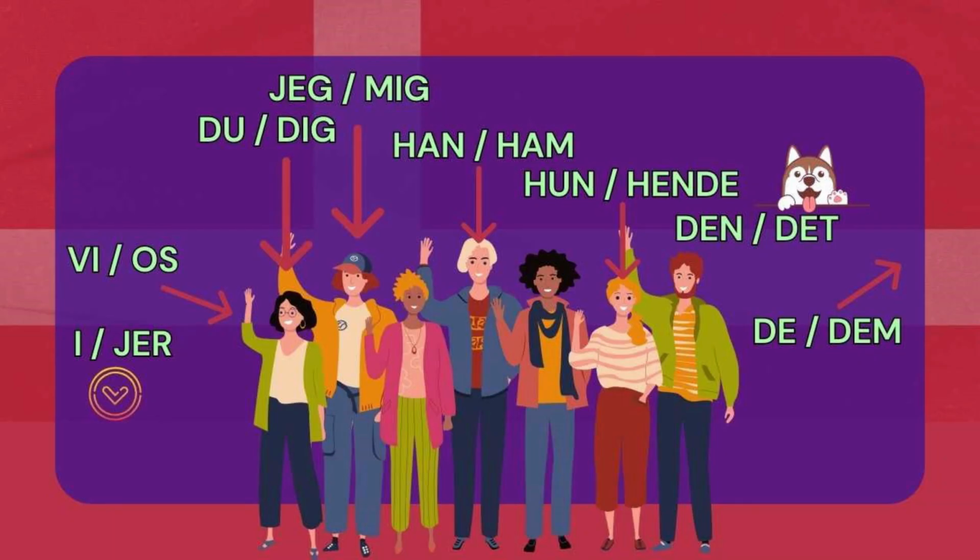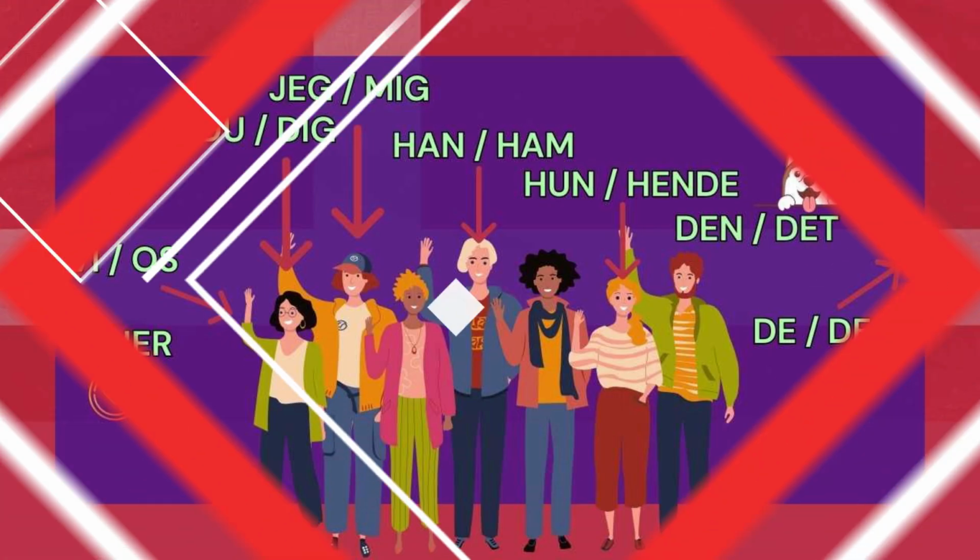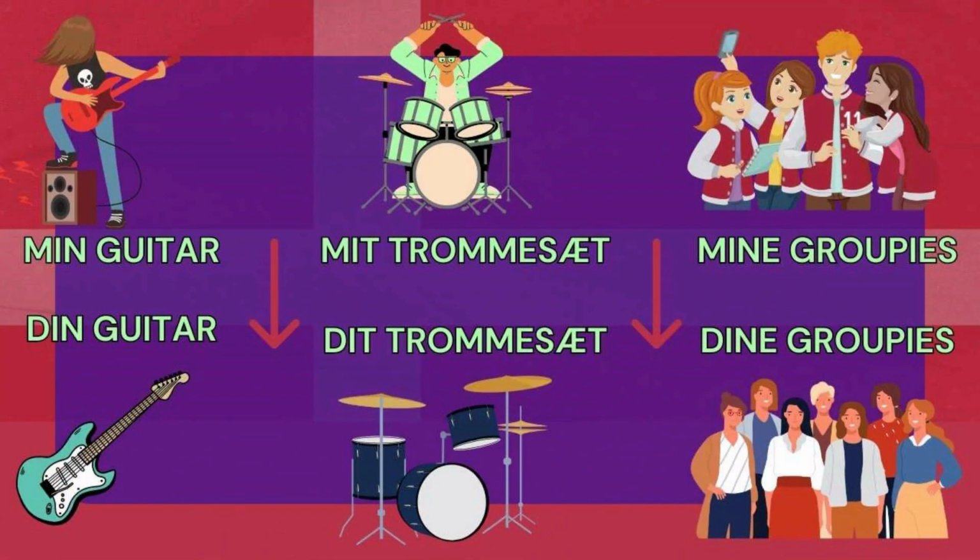Lastly, we have de and dem. They and them. Next slide, and we are on to possessive pronouns. For example, min guitar, my guitar, din guitar, your guitar. Min, din, mine and yours. Again, relating to the nouns, is the object an en or an et?